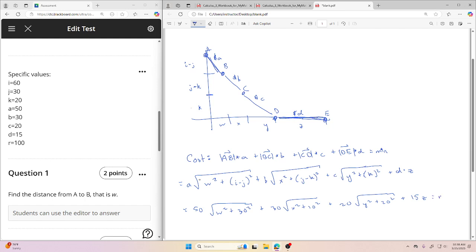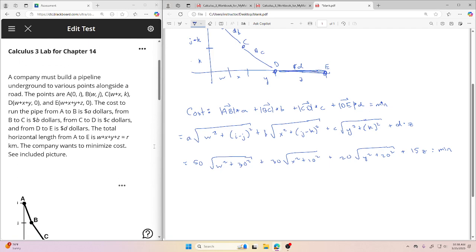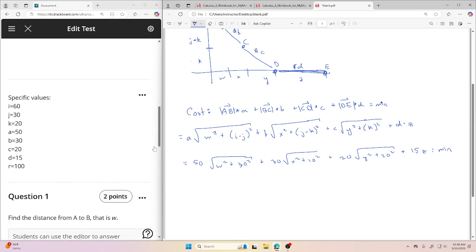And again, this is my minimum. I'm going to minimize that thing, I guess you can say. That looks pretty nasty. Good thing we have another equation. So from way up here again, that was this w plus x plus y plus z equals r. And so this is great. This is my cost. And then I guess this would be my total distance or something. Doesn't really matter. W plus x plus y plus z is equal to 100. And this is our constraint.